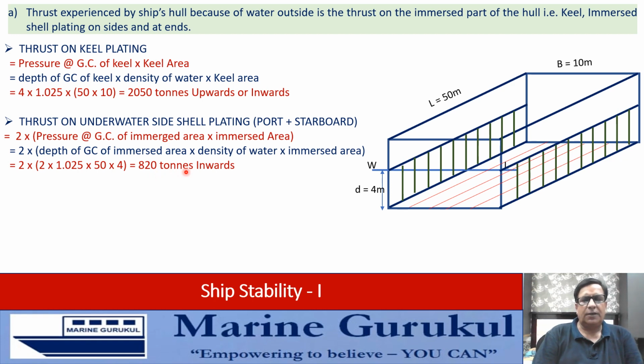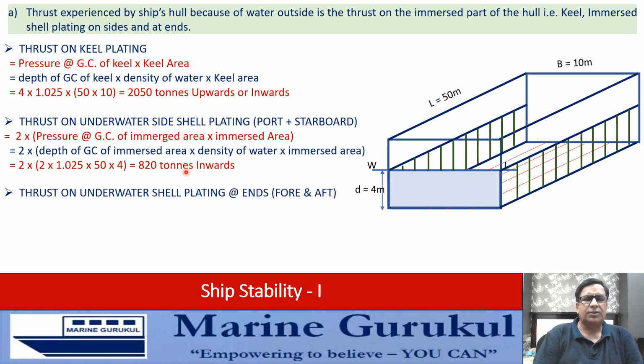Now what are left are the two immersed surfaces at the ends. So let's identify those surfaces. This is the immersed surface at one end and similar would be the immersed surface at the other end. Now these two immersed surfaces also happen to be rectangles of length or breadth 10 meters and height 4 meters. They are identical surfaces, so we shall calculate the thrust on one surface and double it up.